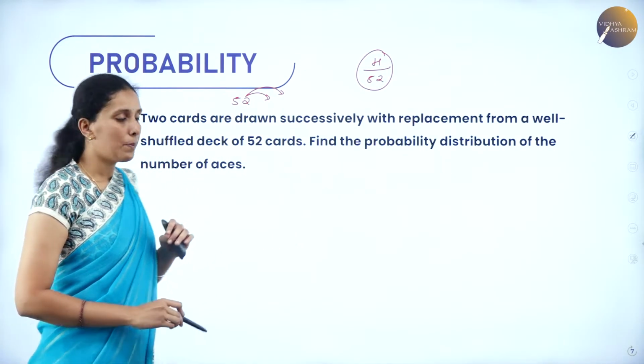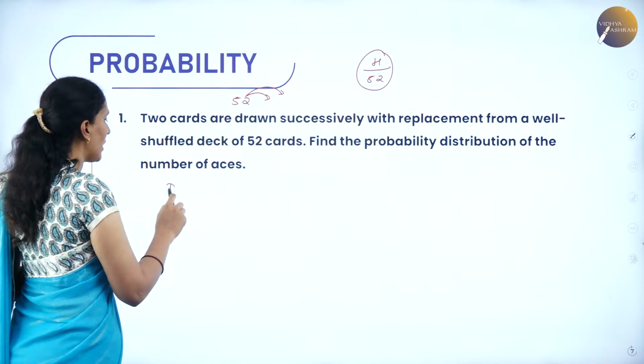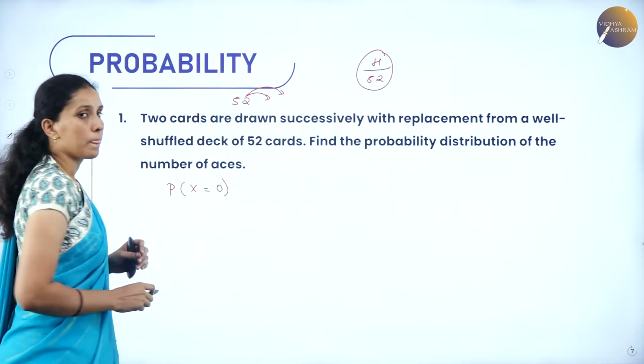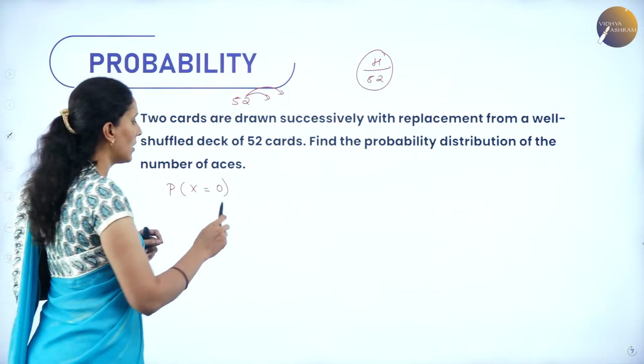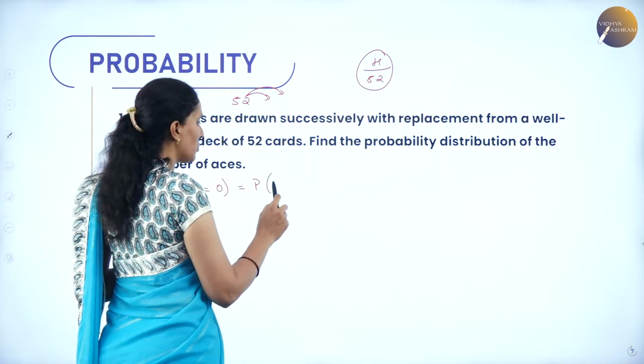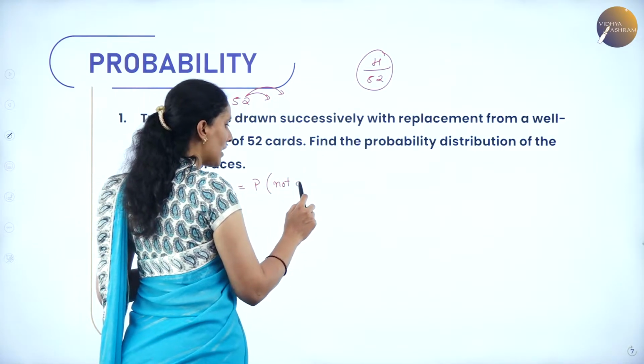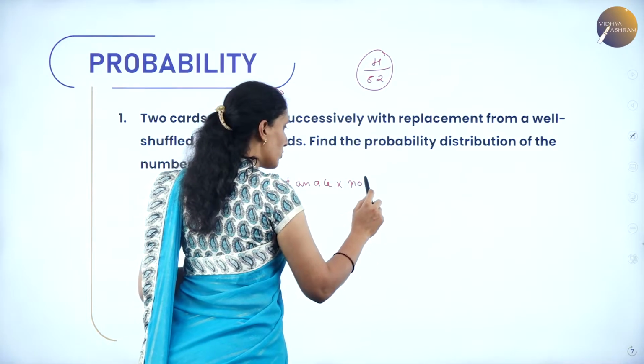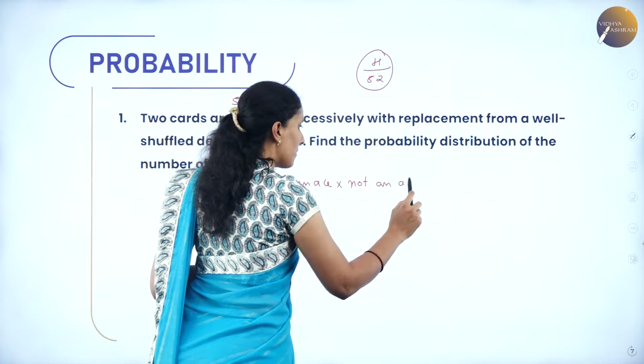Now, what is the probability where both are not aces? That means the first card which I have chosen is not an ace, and the second card which I have chosen is also not an ace.